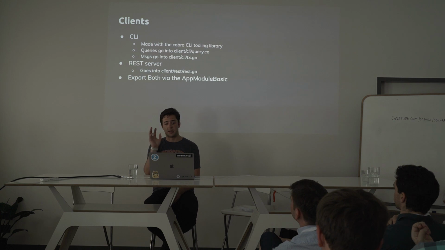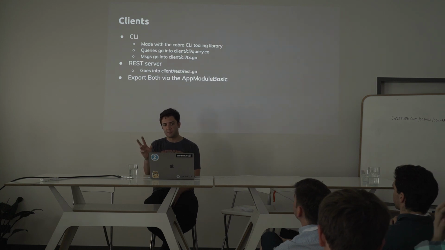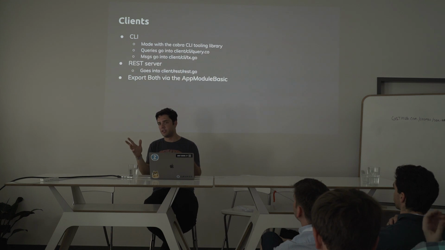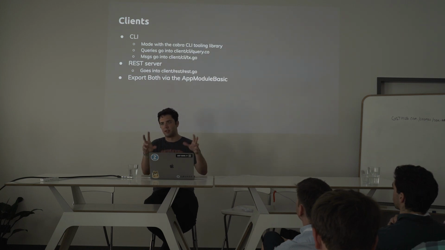So another piece of it that I'm not going to go into super deeply here is the CLI patterns. You basically take those messages and queries that we just defined and put them in basic CLI commands and REST handlers. This allows you to expose this in a programmatic way to users. We export both of those via the app module basic. So each module must define these CLI or REST server interactions. Pretty easy to do if you've ever written a REST server. You basically just have to write a handler and return the data in JSON, which you already have done, so pretty easy.